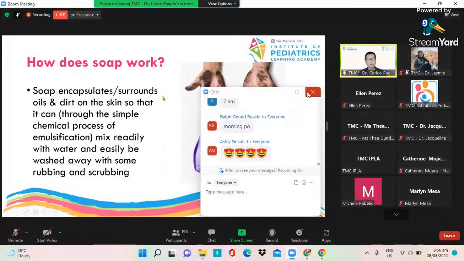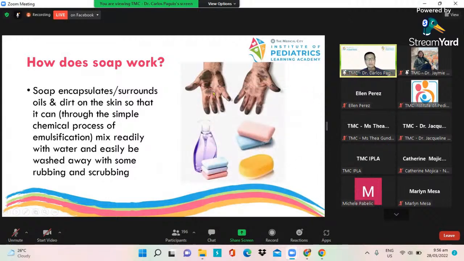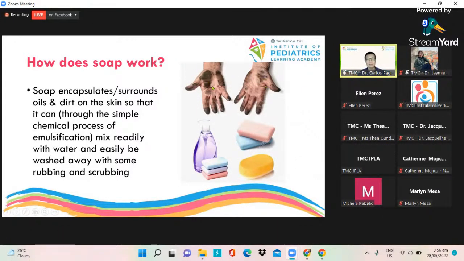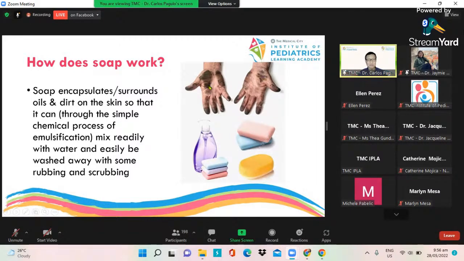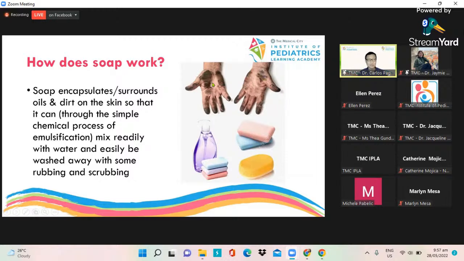So now, ito, makikita po natin, ayan. Take a look at this hand. Ito po fake to talagang dinumihan yung kamay niya. So anyway, why does the dirt stick on our skin is the first question. Do you know why? Well, not only because dirt is usually sticky on its own, but because we have oil and we have secretions from our own skin, which makes it very conducive for the dirt to stick on our hands. So how does the soap work?